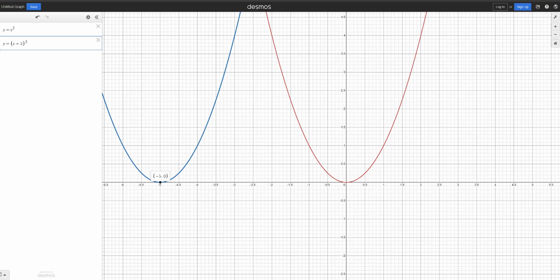When I have the equation y equals (x plus 5) squared, the graph compared to the red graph, which is the original function, the blue graph, did it move to the left or did it move to the right? Left. Exactly. Perfect. Thank you. The blue graph has moved to the left.